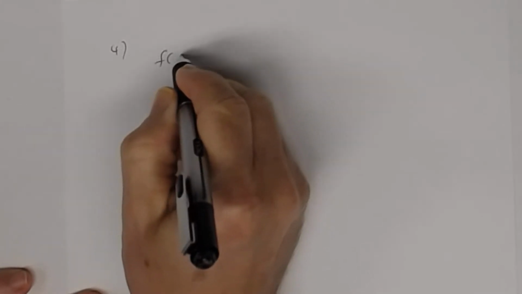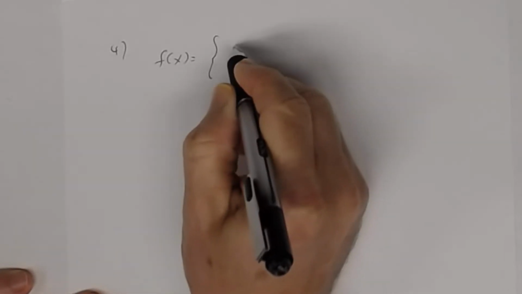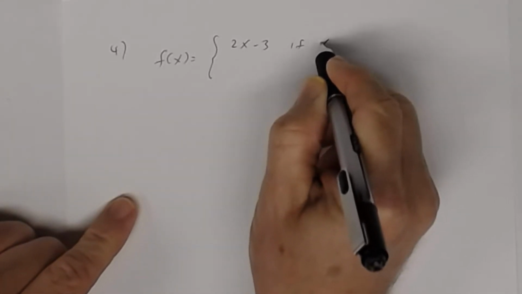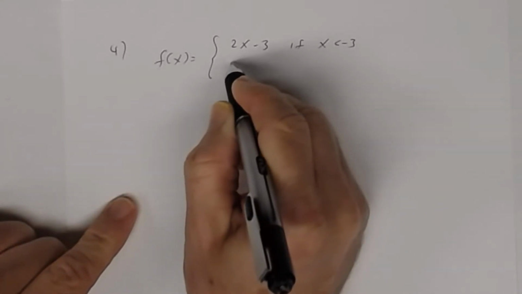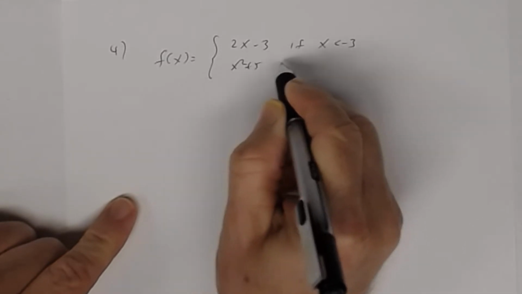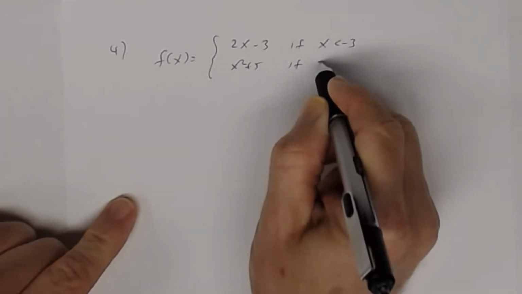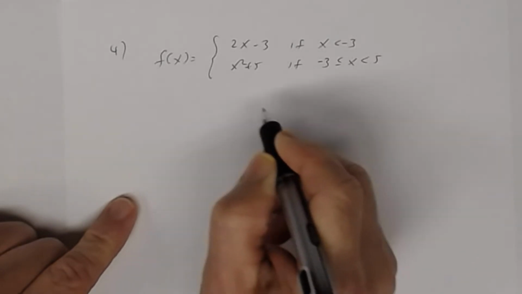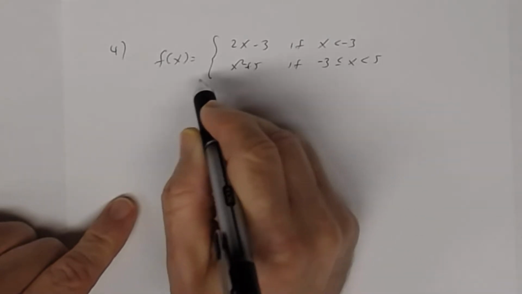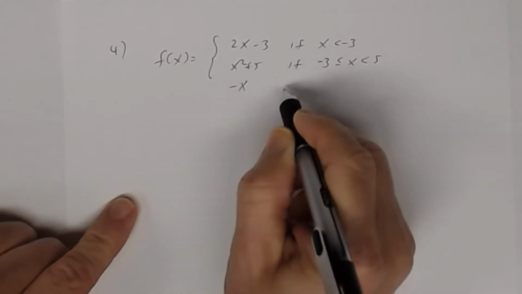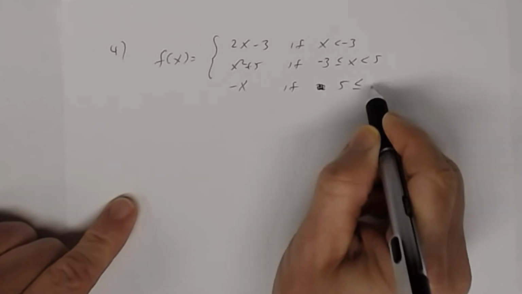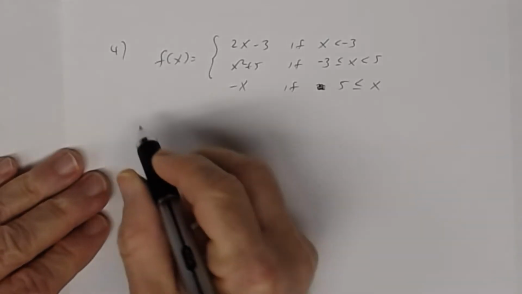So number 4, we have this piecewise function. And you're going to use 2x minus 3 if x is less than negative 3. You're going to use x squared plus 5 if x is between negative 3 and 5, including negative 3. And you're going to use f of x equals negative x if 5 is less than or equal to x. All right, so let's go and do part A.